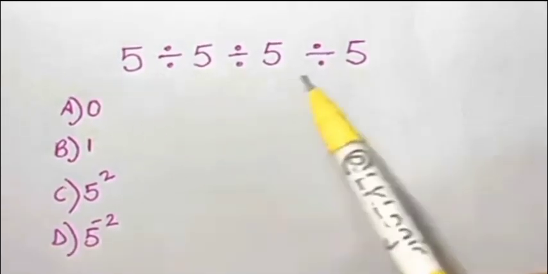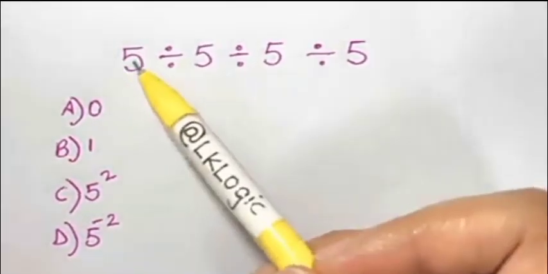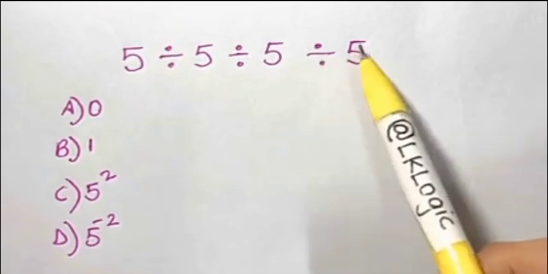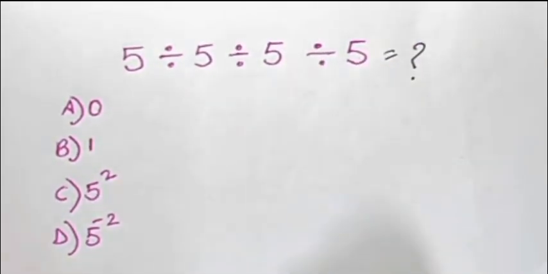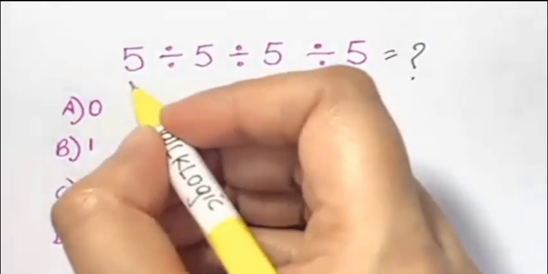With another Math Olympiad question, which is really nice. 5 divided by 5 divided by 5 divided by 5 equals what? So let us find out. You have 4 choices. Let's start with this.